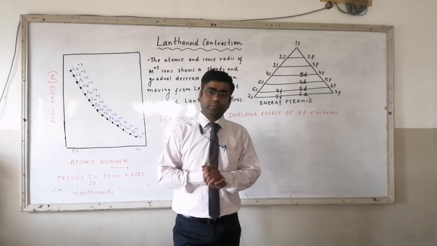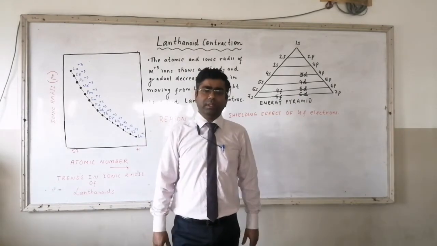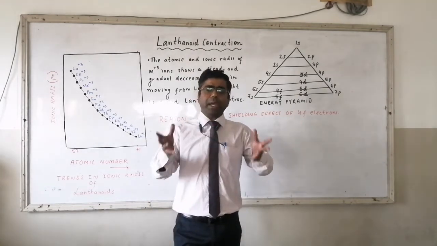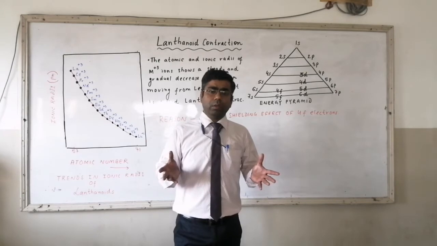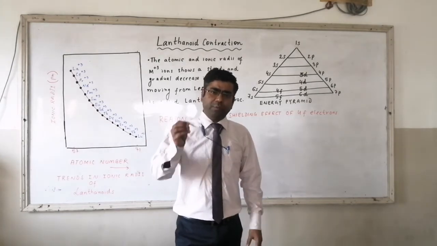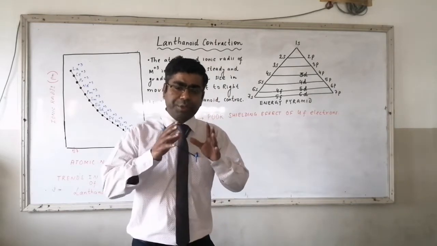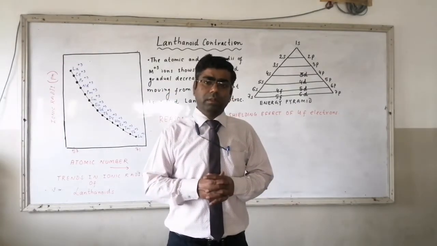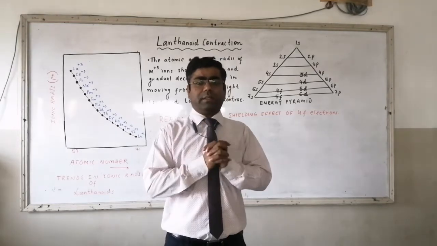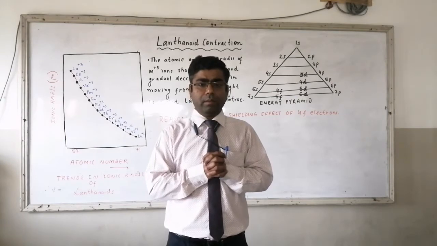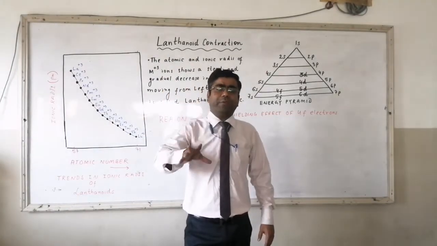But here the shape of 4f is too diffuse. It is having complex shape. So electrons present in 4f subshell are not able to screen or shield the charge increased due to the addition of proton in the nucleus. So the nuclear charge is not effectively shielded by 4f electrons.